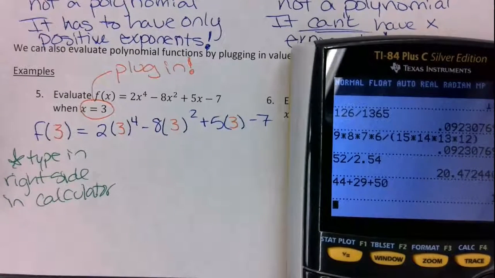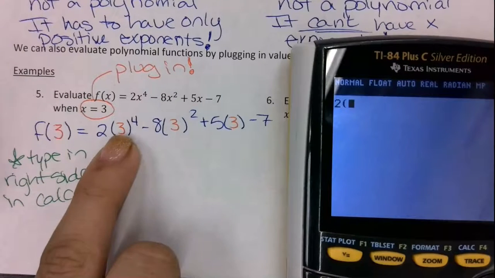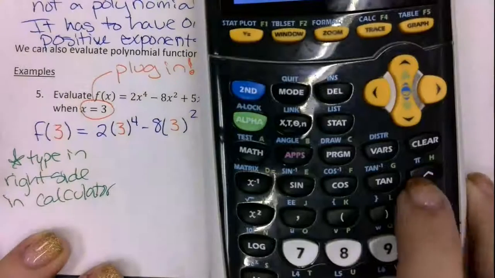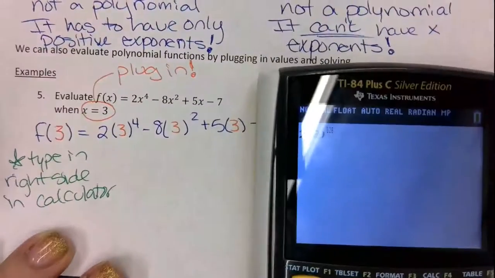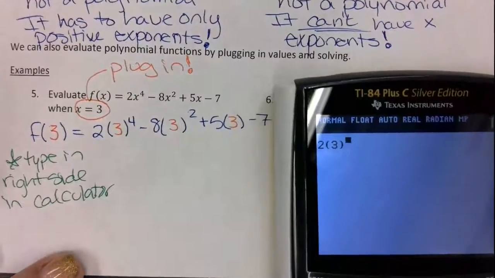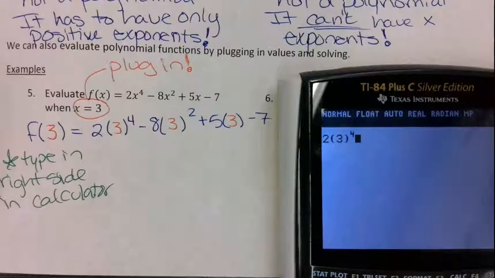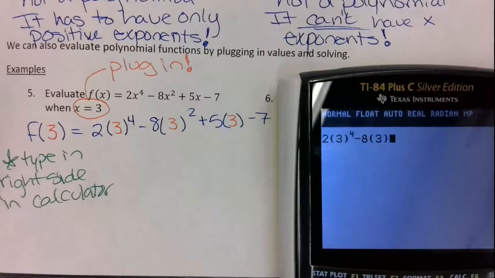In the calculator, I'm going to clear off my screen and type it exactly like I wrote it. So I'm going to have 2 parentheses 3. Do you guys remember how to get the exponents? There's a squared button. When you type the exponent, you have to remember to arrow over to get back to regular size numbers, and then 8 times parentheses 3, plus 5.